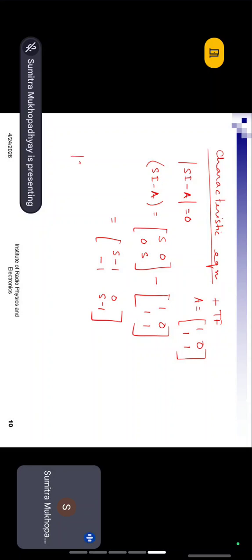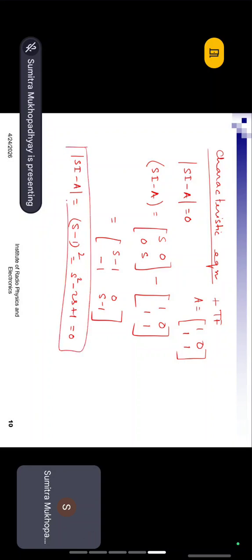If you find the determinant of sI minus A, that is the characteristic equation. How will you find the determinant? Make the cross multiplication. So (s minus 1) whole square plus 1 is equal to 0. This is your characteristic equation. Is it okay?